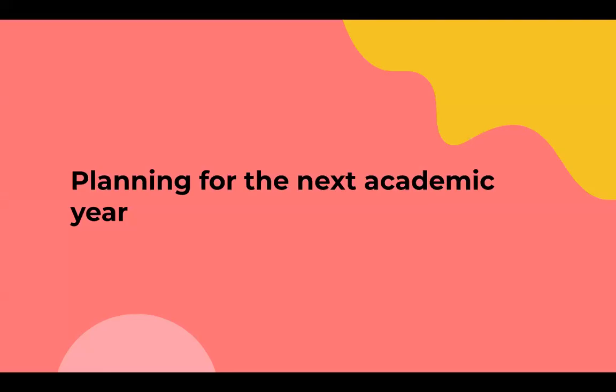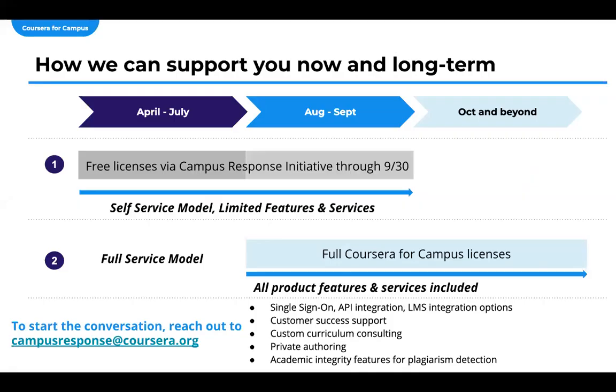Finally, what we're also now seeing is a lot of questions being asked. How do I plan for next academic year? How can Coursera help me with all of that? And essentially, this is how we are thinking to support you both now and during the long term. So obviously, you know that the free licenses under the Campus Response Initiative are now available till 30th of September.